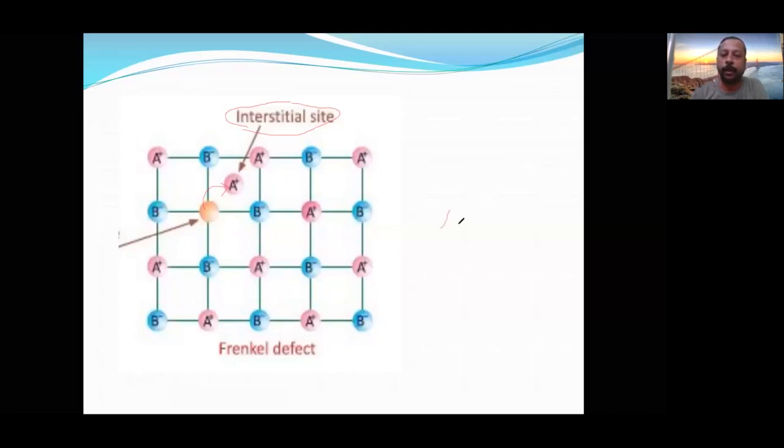And AgBr is the best example of both defects, where it is asked so many times, so try to remember it. Silver bromide is the solid which has both types of defects, that is Frenkel defect and Schottky defect. This is the diagram showing them. Now let us see the next part.